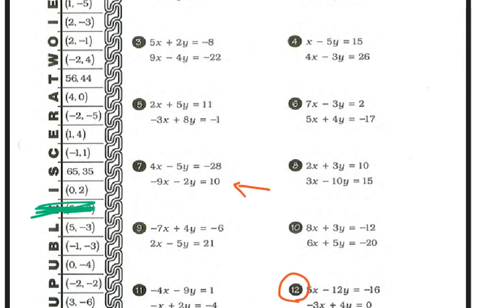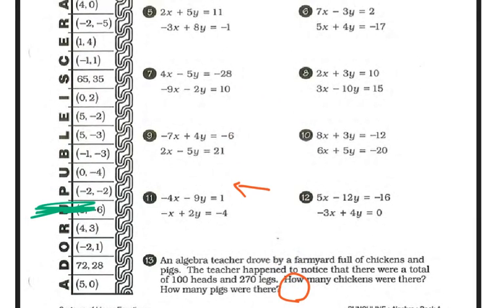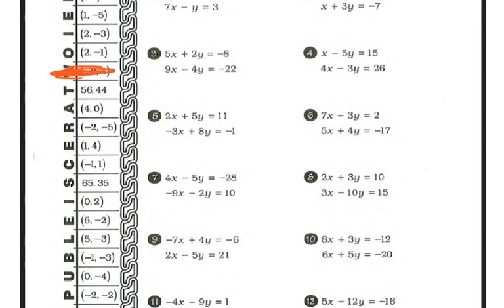So let's look at the negative 2, 4. It took me a while to find it, but I did find it. Negative 2, 4. So that gets eliminated now, or scratched out.